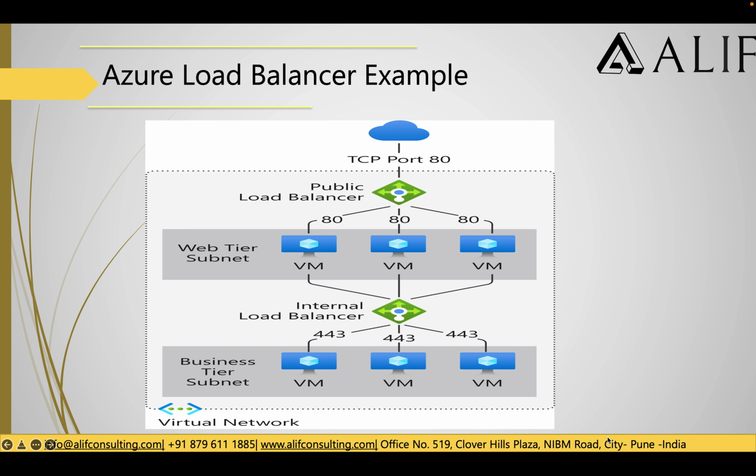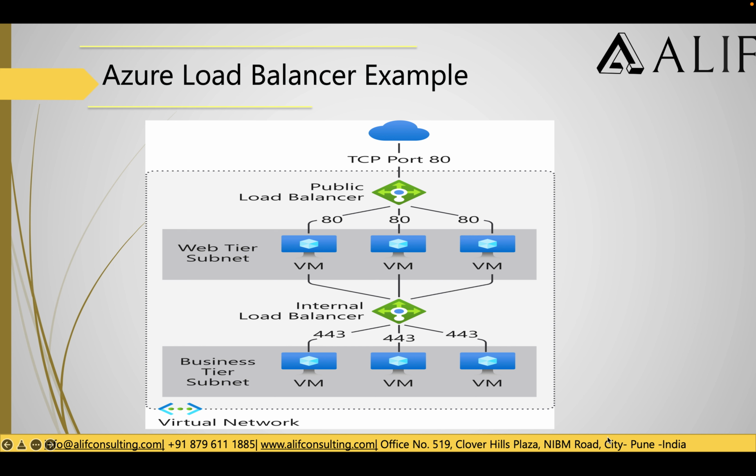Now here is how the load balancer traffic looks. If you see, in my case, I have a two-tier application. My first tier is the web tier, and the second tier is the business tier. The business tier is basically hosting all the databases, and the web tier is the front end, which is basically required for a user to access the information from the databases.